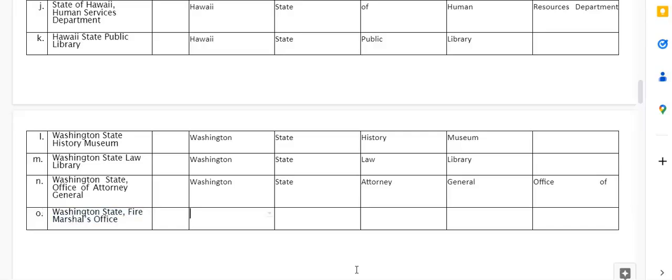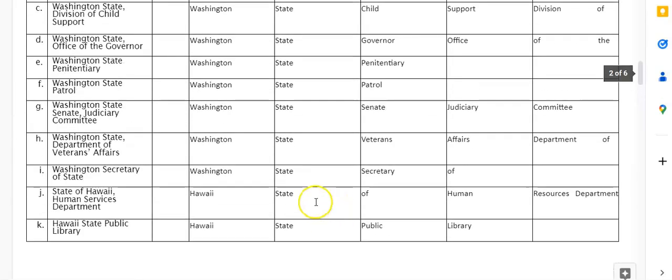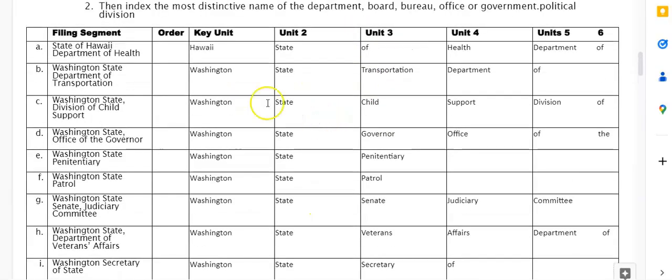Okay, so for this final one, Washington State Marshal's Office, Washington is our key unit, State is Unit 2, Marshals is Unit 3, and Office is Unit 4. Once you have all of those, you would alphabetize them as we normally do, according to key unit. And then we go to our second, third, fourth, and fifth or sixth if we need to.